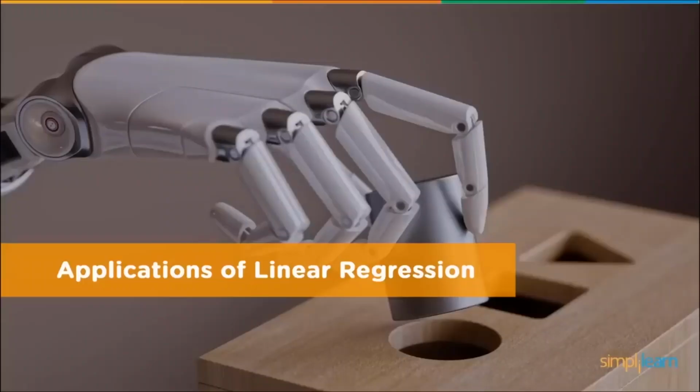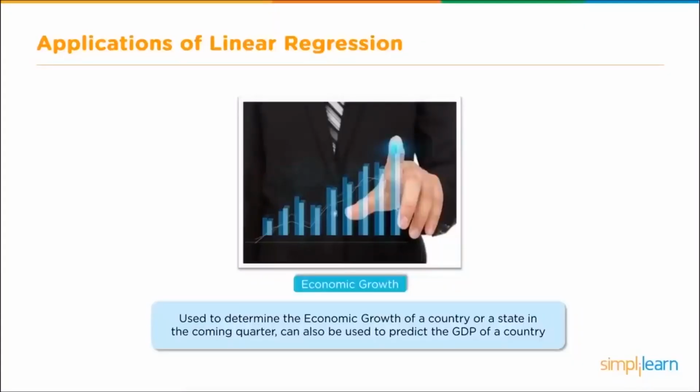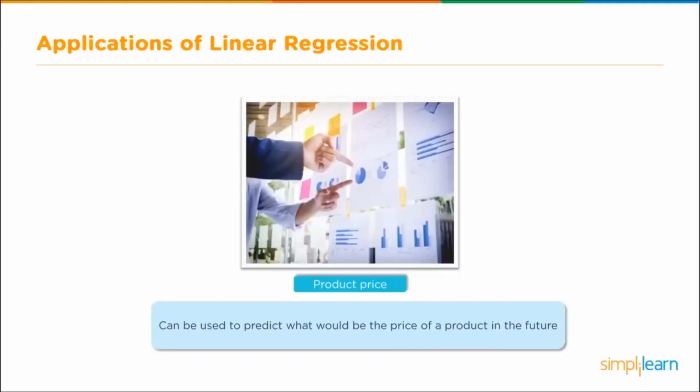Let's look at a few applications of linear regression. Economic growth: used to determine the economic growth of a country or a state in the coming quarter, it can also be used to predict the GDP of a country. Product price: can be used to predict what would be the price of a product in the future.